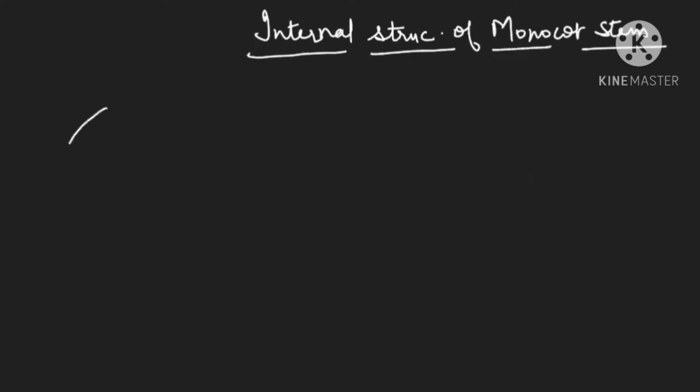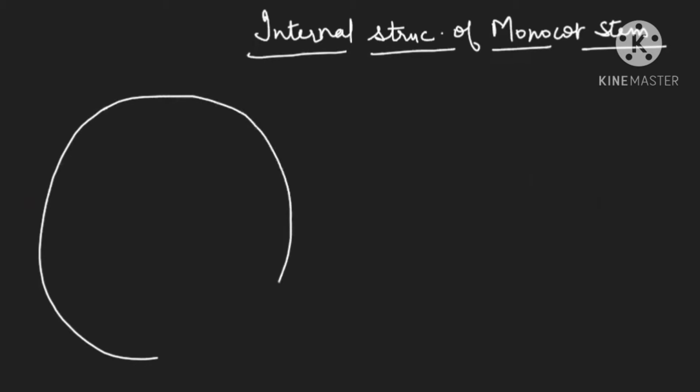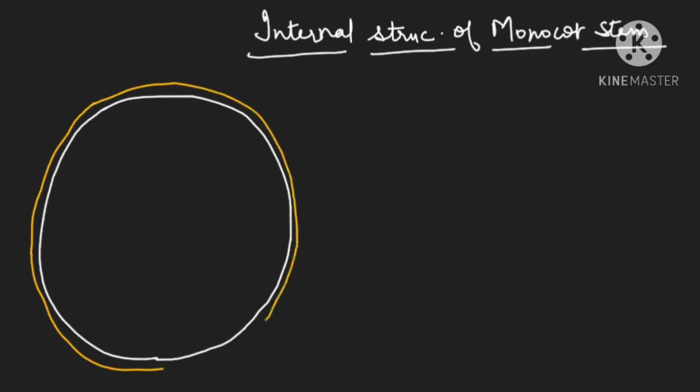In this video, we are going to study the internal structure of the monocot stem. This is your epidermis, which is single layered and does not have trichomes, but it is covered with cuticle. So I'm just drawing this as a cuticle layer. This is cuticle present here, and this is the epidermis.